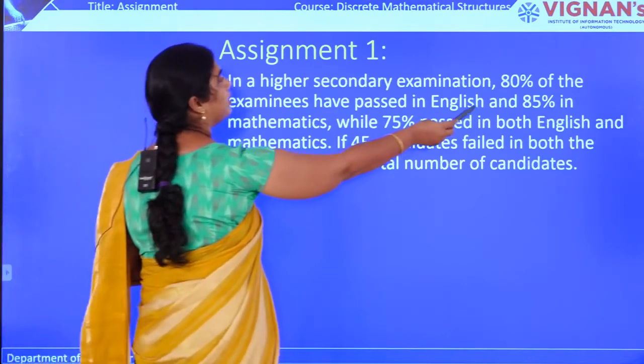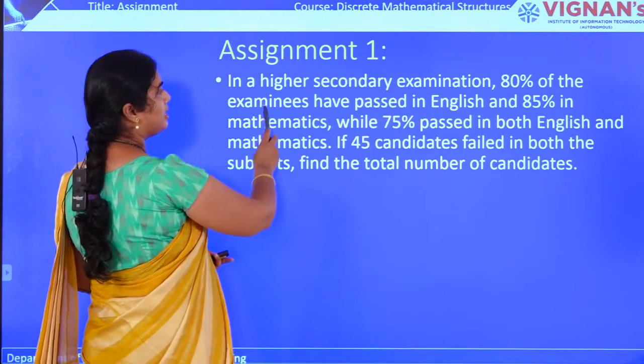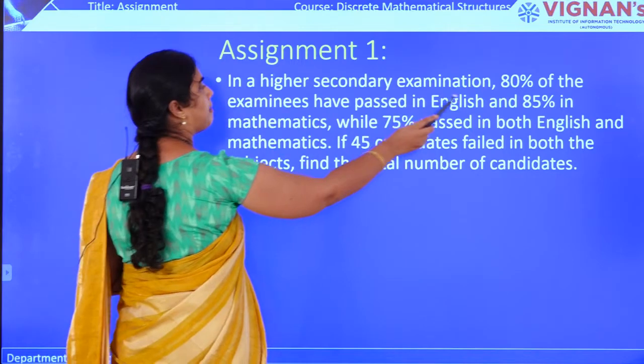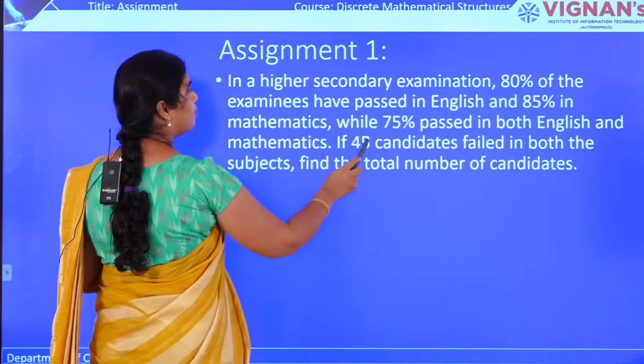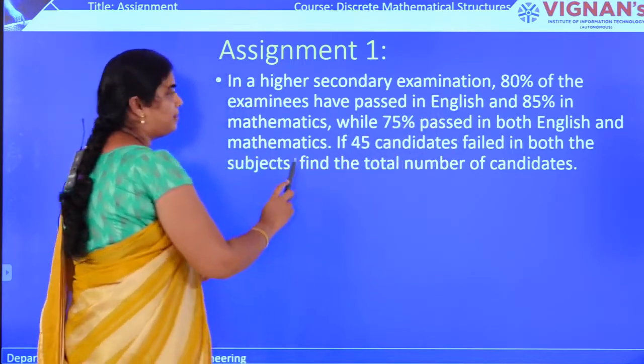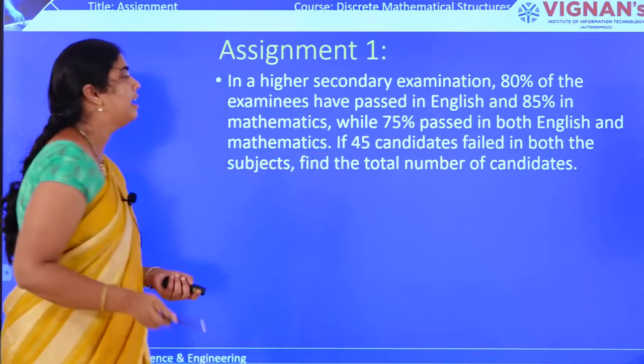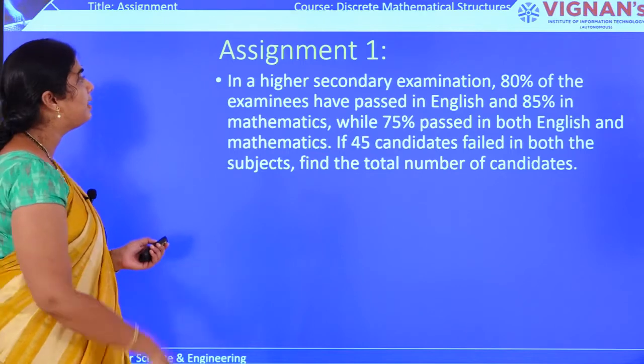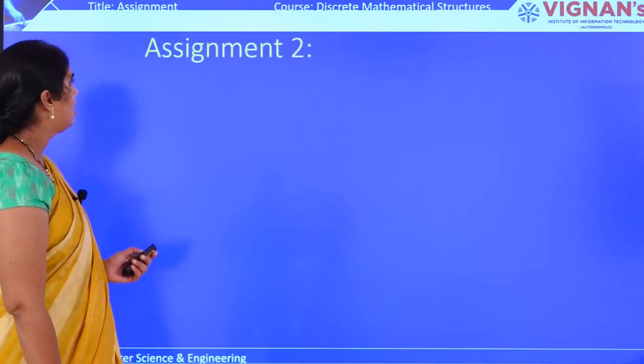Here I am given the pass percentage. The first one is the number of students who passed in English, next passed in mathematics, next maths and English, and next 45 candidates failed in both subjects. That means this denotes a complement. I have already mentioned how to solve this one. So take it as an assignment and try to solve this.